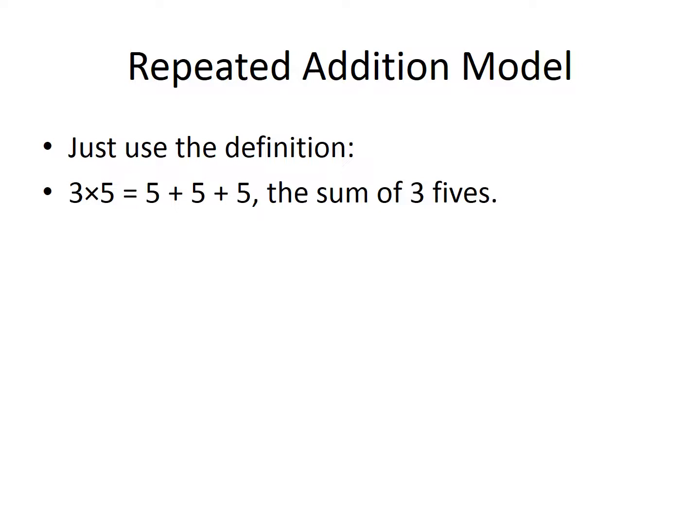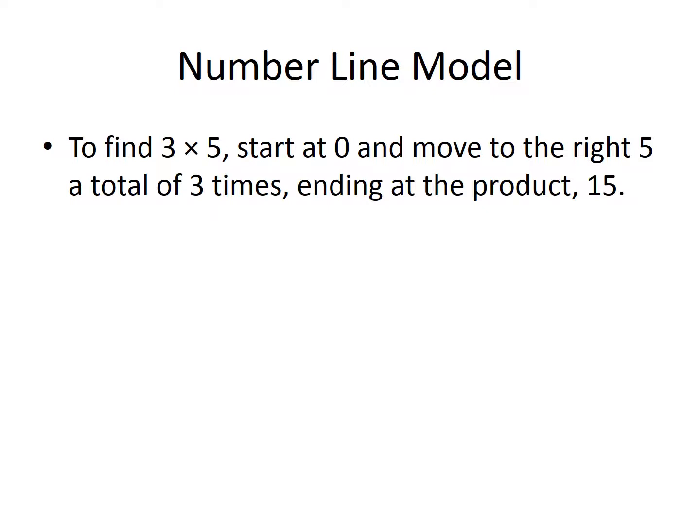The repeated addition model just uses the definition. 3 times 5 is 3 copies of 5 added up. The number line model, to find 3 times 5, you start at 0, you move to the right 5, a total of 3 times, and you'll look at where you end up on the number line. You end up at 15. That's the product of 3 and 5.